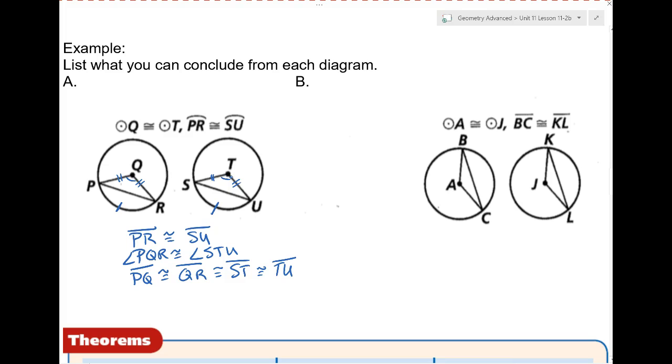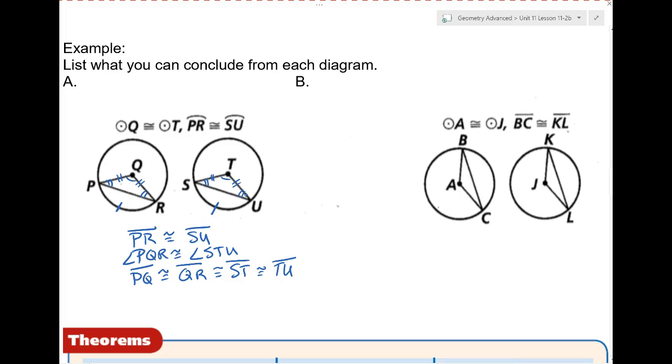Your base angles are what? Guys, don't I have isosceles triangles here? And what do I know about isosceles triangles? The base angles are congruent. But what's so special about these triangles? They're what to each other? They're congruent to each other. So the fact is, I have those base angles that are congruent.